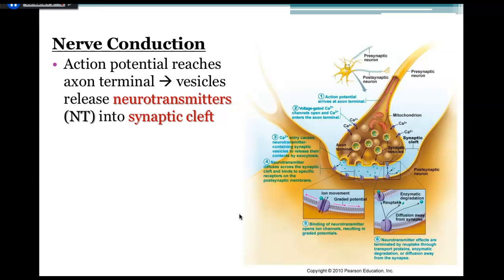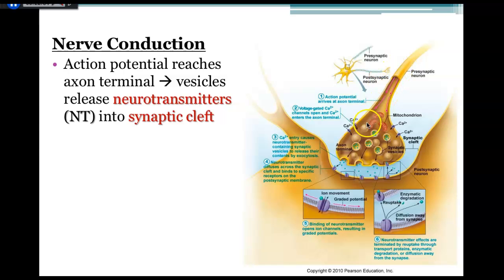So what happens at the end of an action potential? It's propagating along, there's that wave of charge through the axon. It reaches the axon terminal and a neurotransmitter is released at the synaptic cleft. I love this picture right here because here is the end of one neuron and then the beginning of another. So this is the end of the axon of one neuron. This is the dendrite area of another.